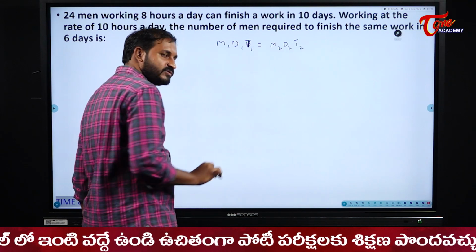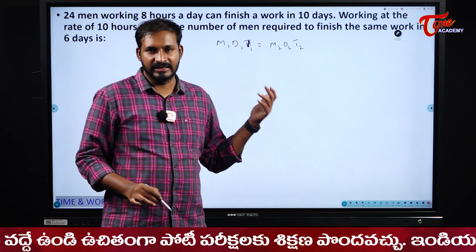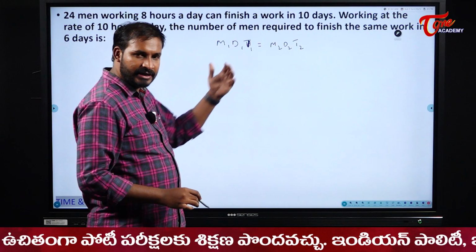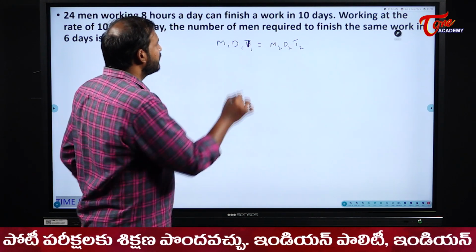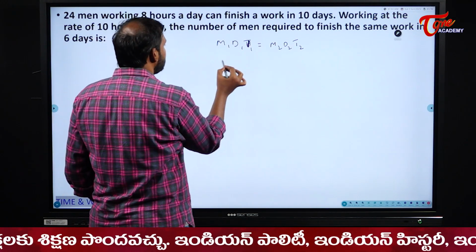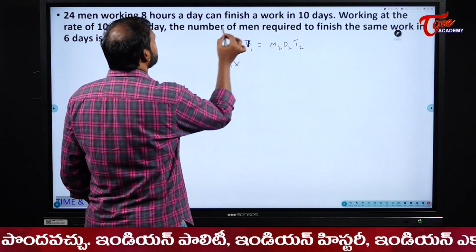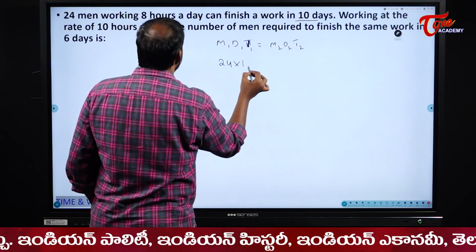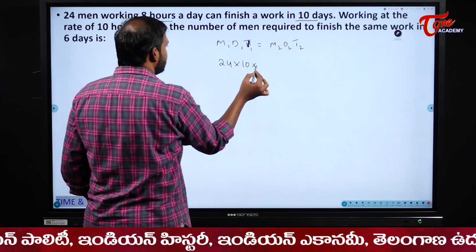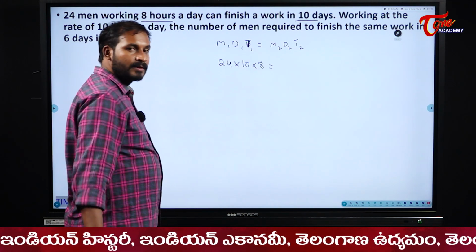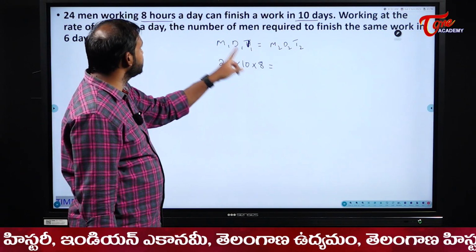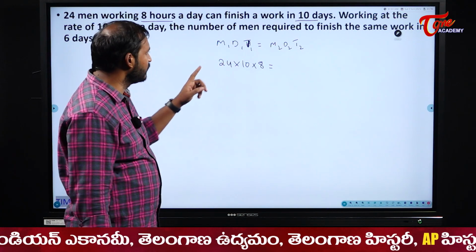See why I have written H1 means hours. In that case, you can write it as H1 and H2 also. There is no wrong in that. So M1 means what it becomes? How many men are there? 24 men are there. And they are working for how many days? 10 days. And each are working for how many hours? 8 hours. Okay, 24 men working 10 days, working 8 hours a day is equal to M2.